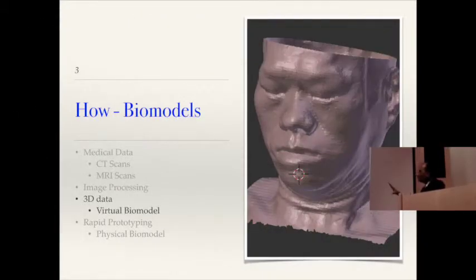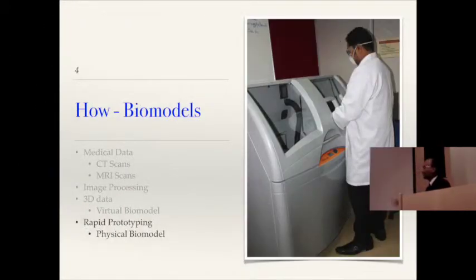This data we call the virtual biomodel because it can be seen on your computer. For us, maybe computer scientists, we can appreciate a virtual model on a computer. But medical surgeons still prefer a hands-on approach, because they've been trained to use hands-on. So the next stage is a rapid prototyping machine.